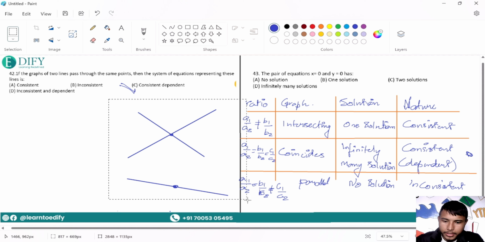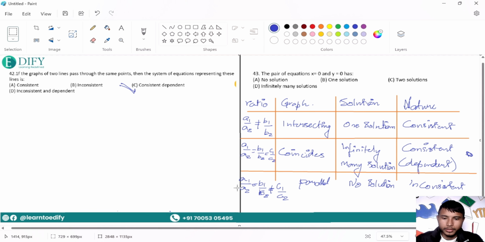Then we solve the next question. The pair of equations x is equal to 0 and y is equal to 0 has: no solution, one solution, two solutions, or infinitely many solutions. The value of x and y is equal to 0 and 0. So the answer will be one solution. I hope you're clear.